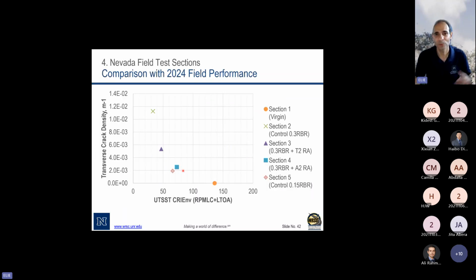And again, 2024, we got field performance data, right? And then guess what? They rank very, very nicely with the field data. This is the virgin one. Still haven't seen any cracking.